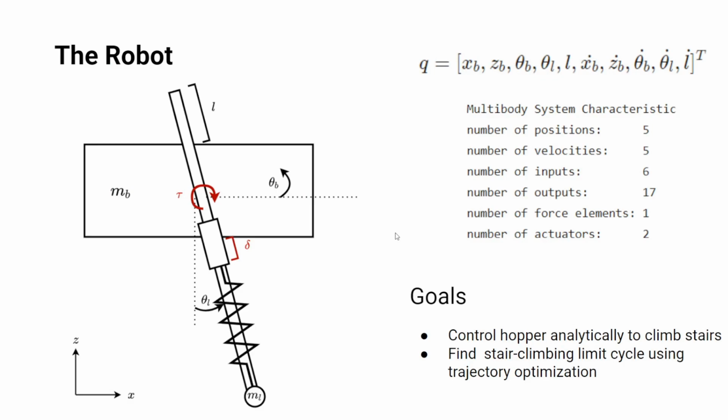We decided to describe its state as the vertical and horizontal position of the body, the angle of the body, the angle of the leg relative to the body, and the retraction of the leg. Our two actuators are torque at the hip and compression of the spring in the leg. Our main goals for the project are to make the robot hop and to find a stair climbing limit cycle for the robot.